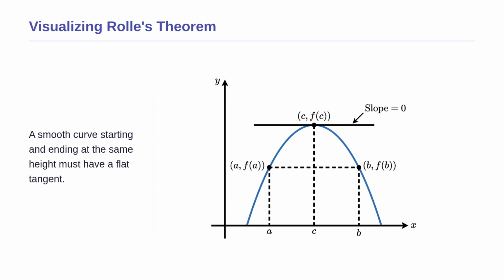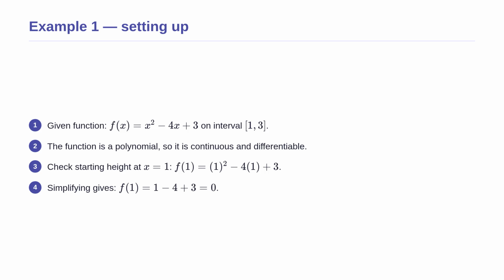This visual proof shows exactly why the derivative, which measures the steepness of that tangent line, must be zero at that specific location. Now that we have seen the formula and the graph, let us apply Rolle's theorem to a real mathematical problem. We are given a simple parabola defined by the function x squared minus 4x plus 3 on the closed interval from 1 to 3. First, we check our conditions. Since this is a polynomial, it is naturally continuous and smooth everywhere, satisfying the first two conditions.